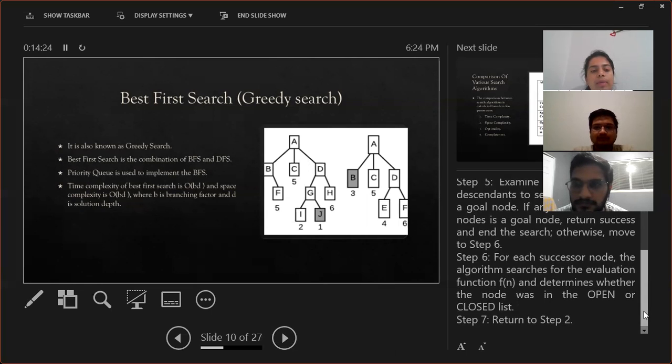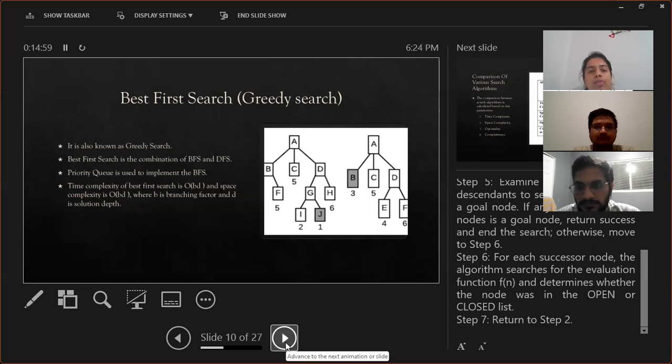And later we need to examine each of node n's descendants to see if any of them is a goal node. If any of the successor nodes is a goal node, return success and end the search. Otherwise, we need to move to another step. For each successor node, the algorithm searches for the evaluation function, which is f(n), and determines whether the node was in the open or closed list. Then we need to again go back to step 2 and start the process again. So this is all about the best first search, which is also called greedy search.